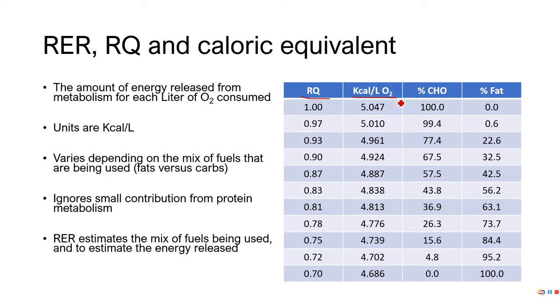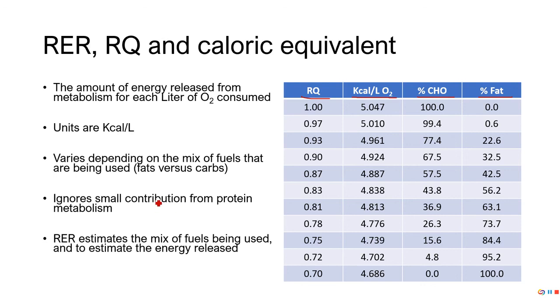Okay. And then what percentage of carbs are we using? What percentage of fat? So if I've done this table correctly, you add the far right columns, both of them together, it should add up to 100. Okay. And like I said, these tables ignore protein. We don't care about protein, essentially.